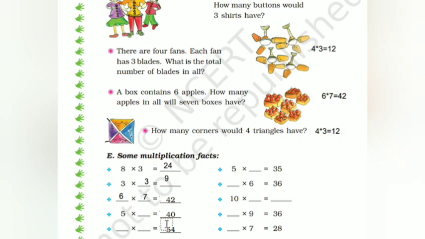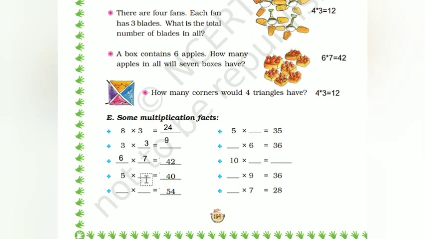And 5 times a dash is equal to 40. 5 times 1 is 5. 5 times 2, 10. 5 times 3 is 15. 5 times 4 is 20. 5 times 5, 25. 5 times 6, 30. 5 times 7, 35. 5 times 8 is equal to 40. Then what will multiply to give 54? That is 9 into 6 is equal to 54.